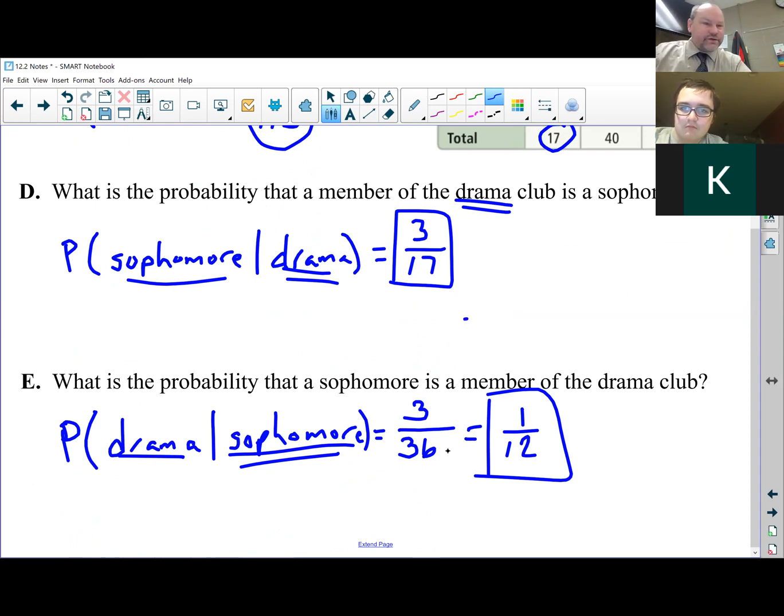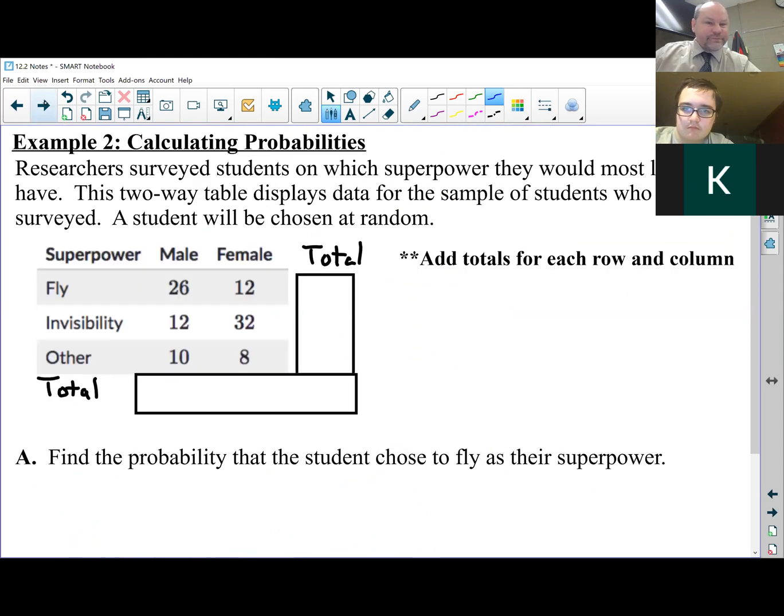So let's take a look at another set of data. Researchers surveyed students on which superpower they would most like to have. This two-way table displays data for the sample of students who are surveyed. A student will be chosen at random for each of the following questions.